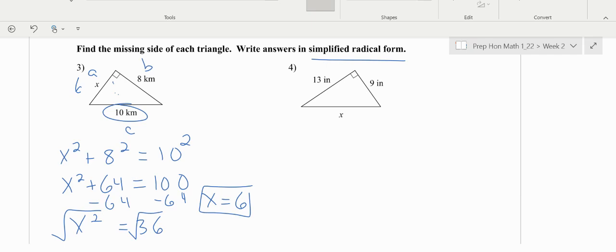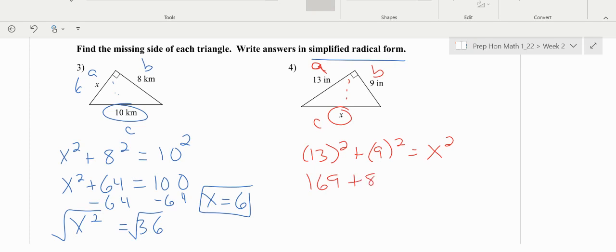For number 4, same thing. I'm going to identify my hypotenuse. It happens to be x. And we're going to set up Pythagorean theorem. So this is A, B, and C. And substitute that into Pythagorean theorem. 169 plus 81, we're going to get that to be 250. We're going to do the square root.